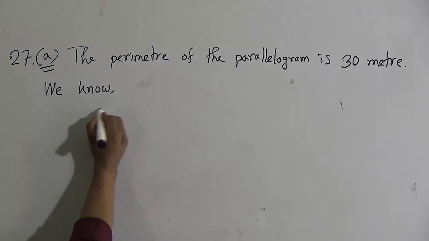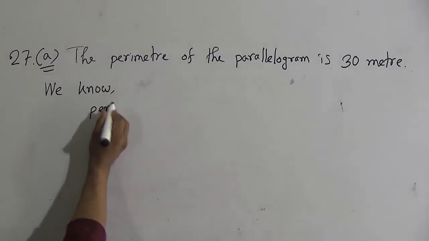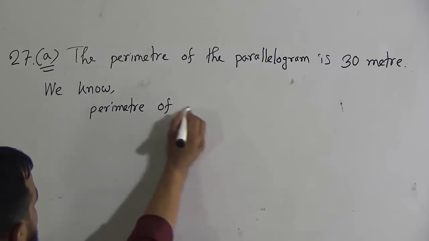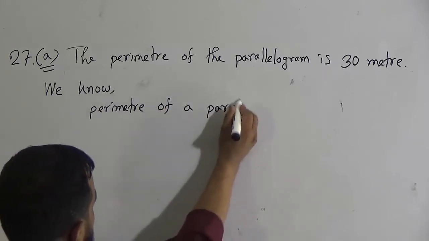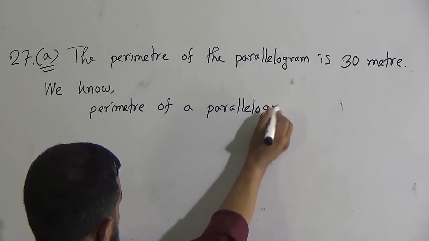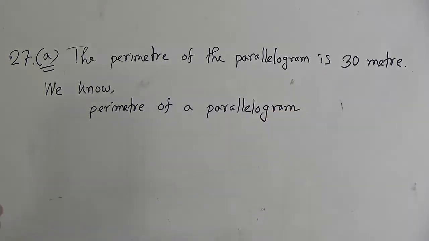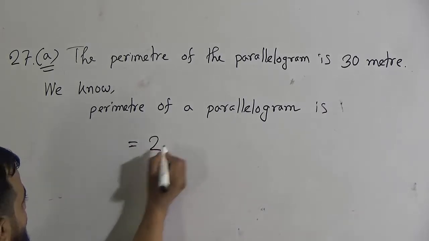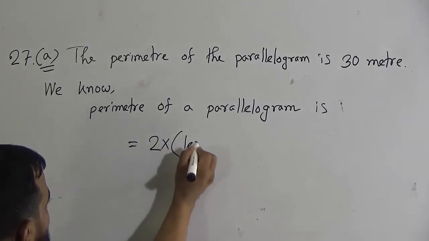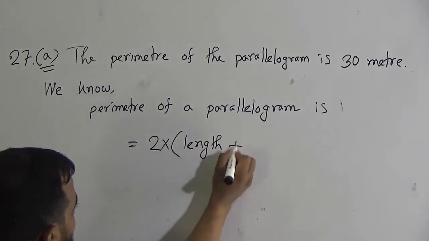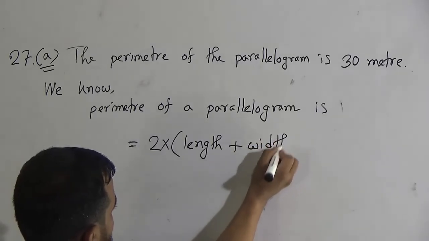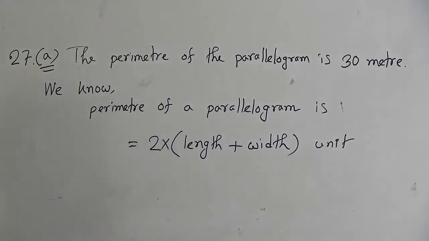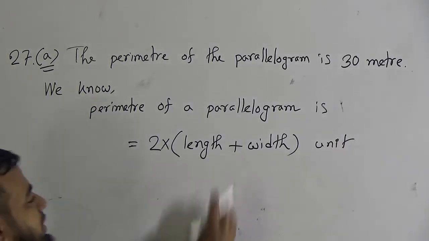We know perimeter of a parallelogram is equal to how much? Is equal to 2 multiply length plus width. Okay, unit. So length plus width unit. 2 multiply length plus width.